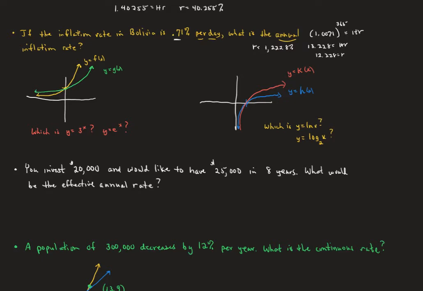The next one on the graph, which is 3 to the x and which is e to the x. Remember, e is about 2.7, so the 3 is a bigger base than Euler's number, so that means it's going to be steeper to the right and hug the x-axis quicker to the left, so that's going to make this 3 to the x be our f of x, and that means the e to the x is going to be the g of x.